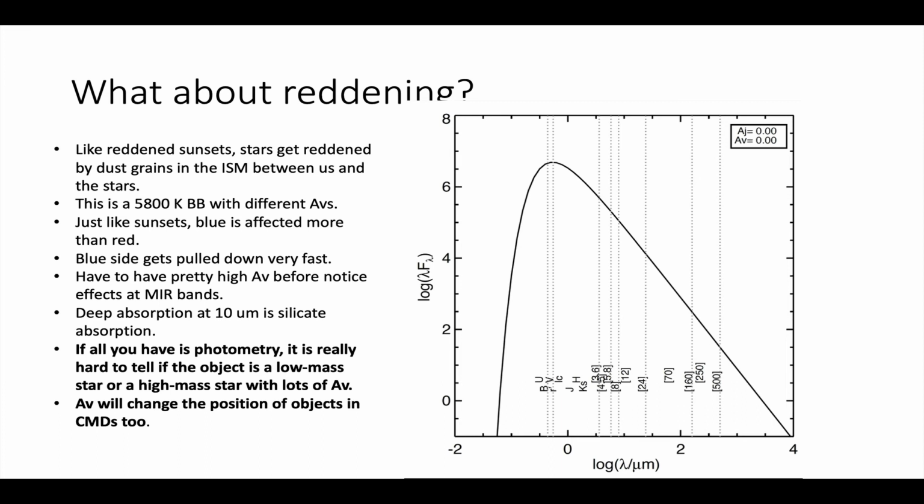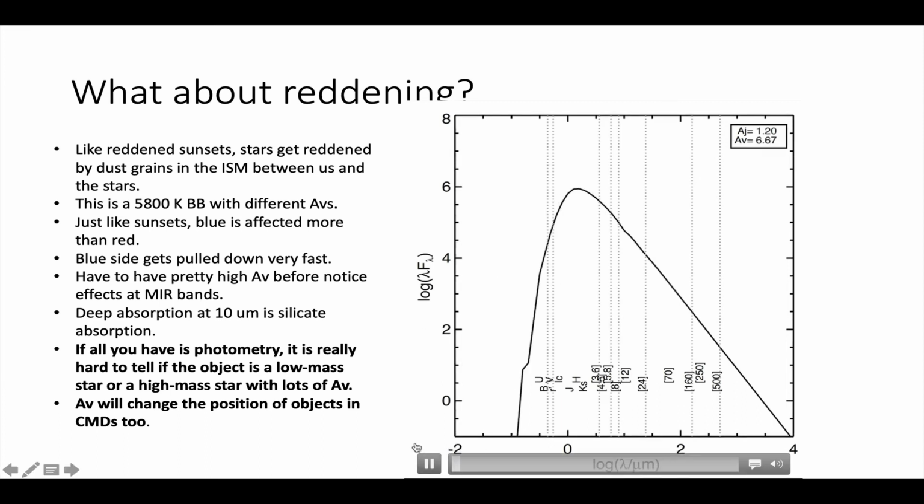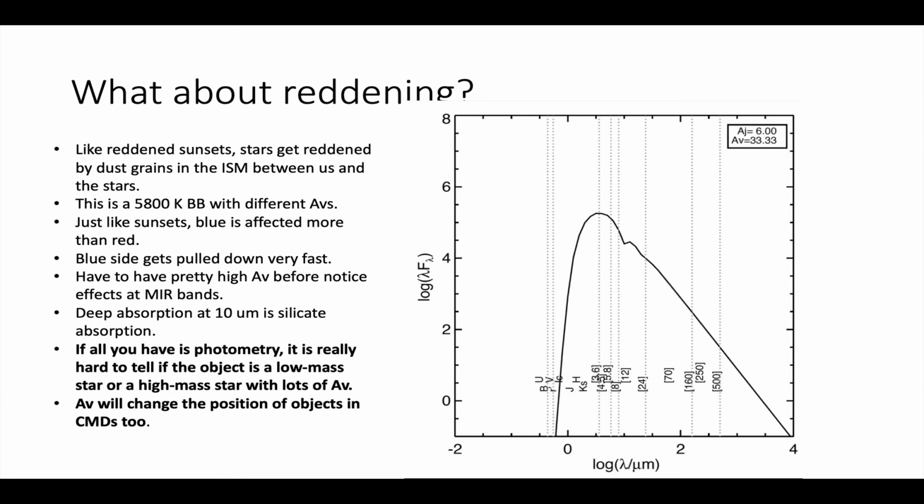So in the movie that I have here, before I was varying the temperature of the blackbody, now I'm holding the temperature constant. I'm holding it at a 5800 Kelvin blackbody. But what I'm changing is the amount of dust between us and this G2 star at 5800 Kelvin. The blue is affected much more than the red. The blue side gets pulled down very fast.